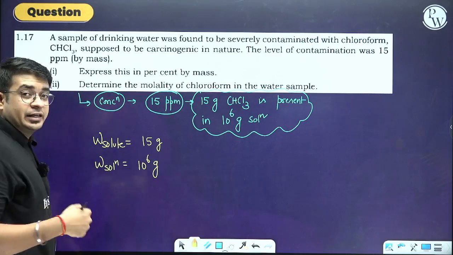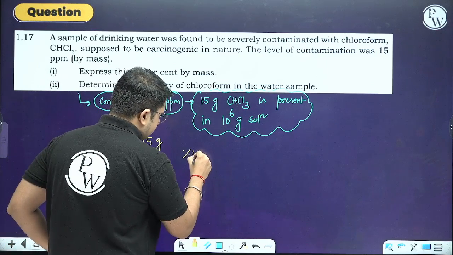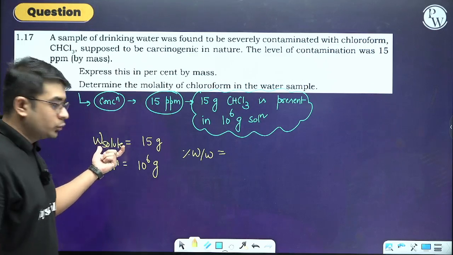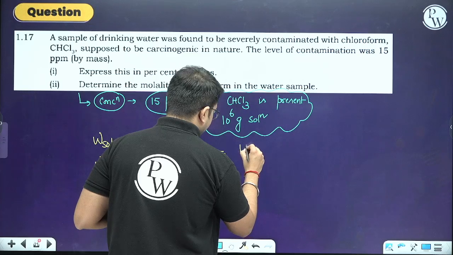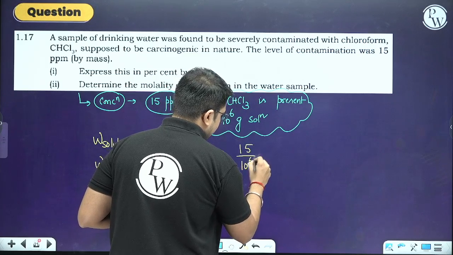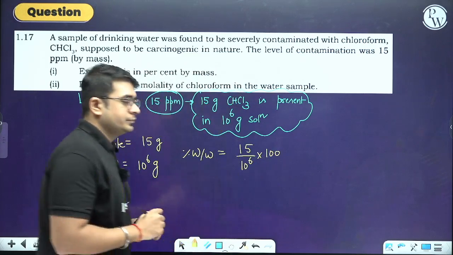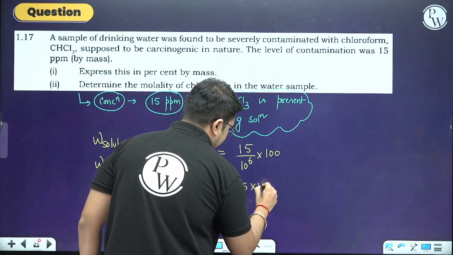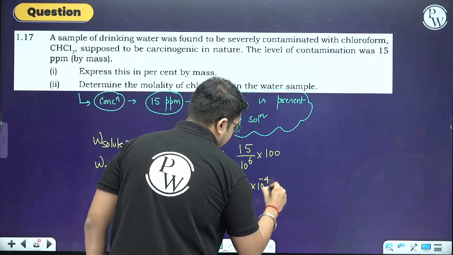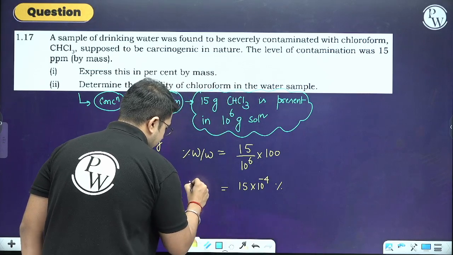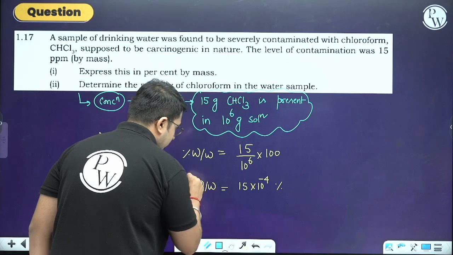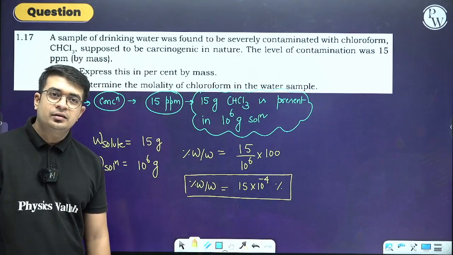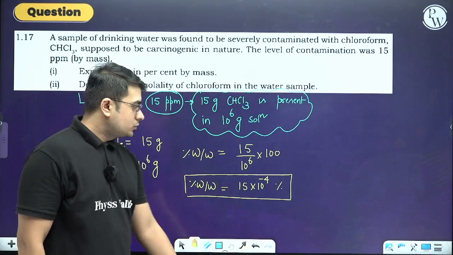So can we calculate percentage W by W? Yes, it's very easy. That is W solute divided by W of solution, 15 divided by 10 raised to the power 6 multiplied by 100. Same formula. So we can say this value will be 15 multiplied by 10 raised to the power minus 4 percentage. That will be percentage W by W. I hope this part is clear. First part, very easy. So first part is done.